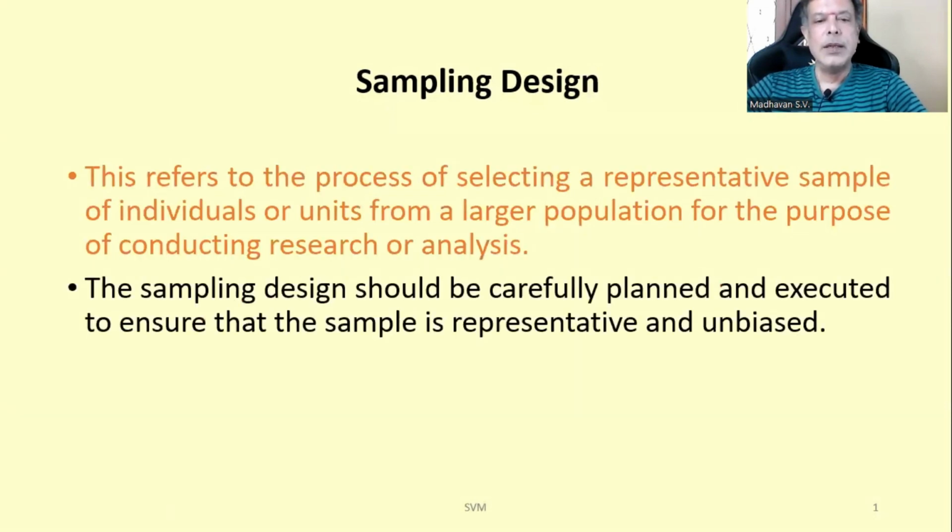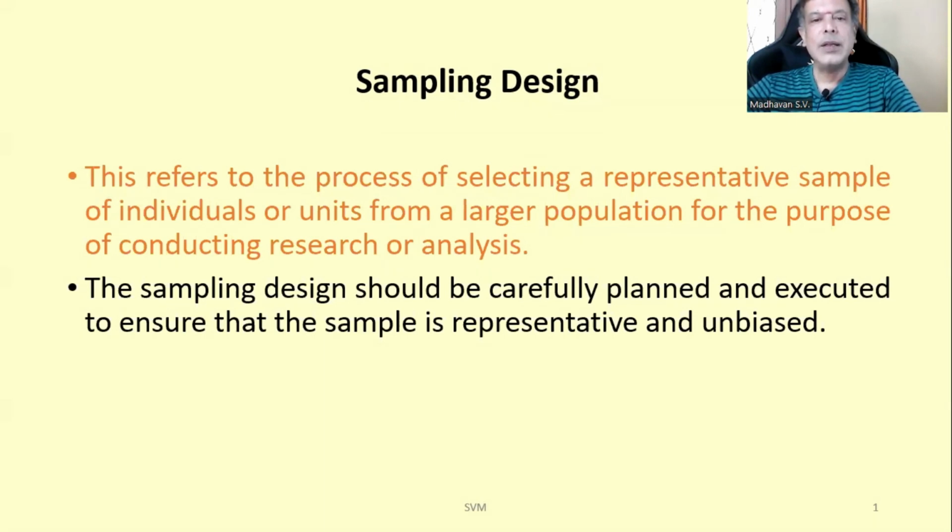Sampling design is the plan: what type of sample you are going to collect and how you are going to collect it. That is basically sampling design. So you can also say sampling method. This design should be carefully planned and executed to ensure that the sample is representative and unbiased. Representative means that whatever sample we are collecting should actually represent the actual population we are planning to do analysis on. And it should be unbiased.